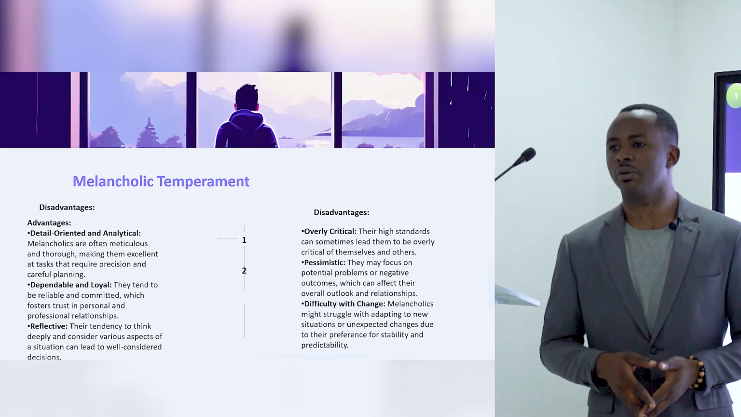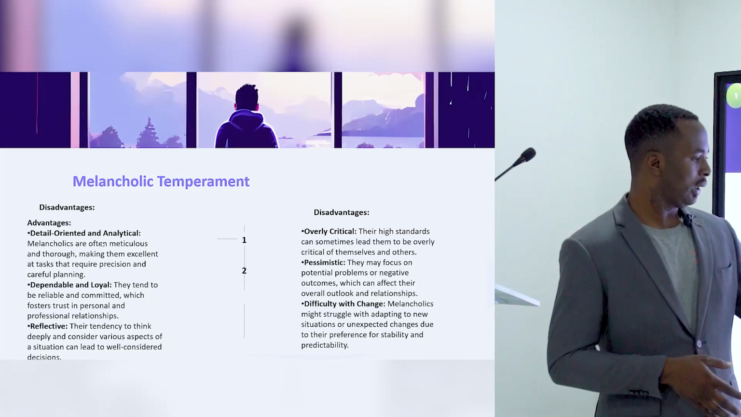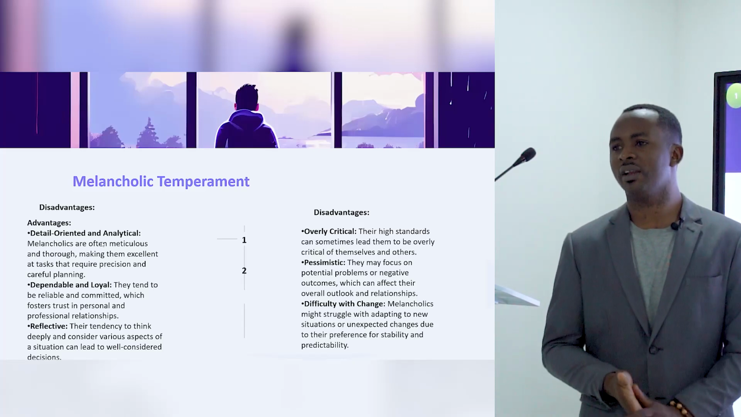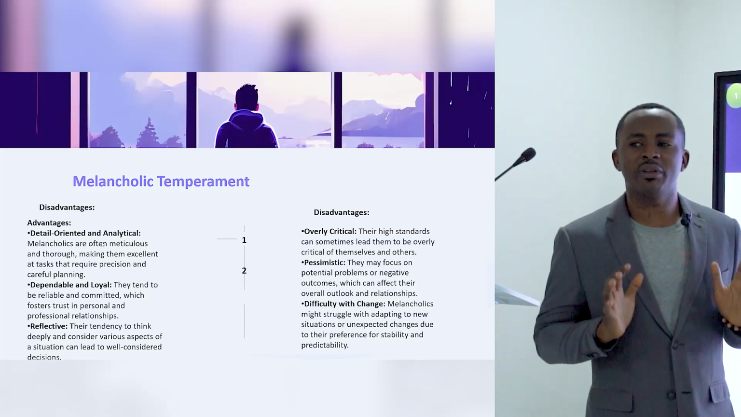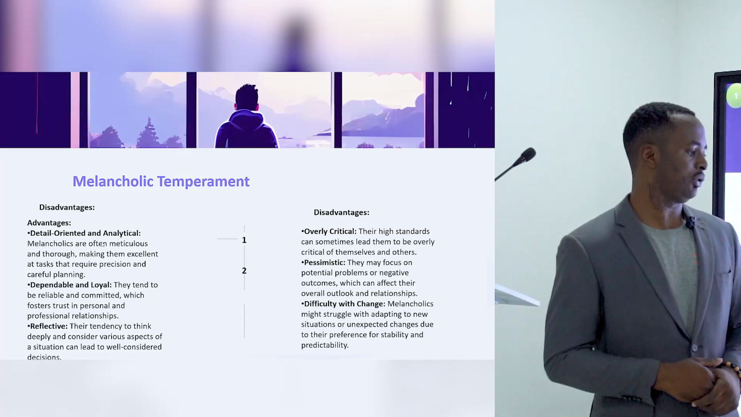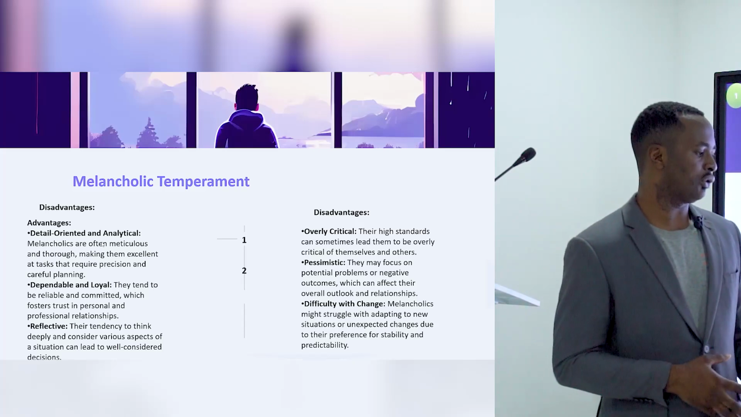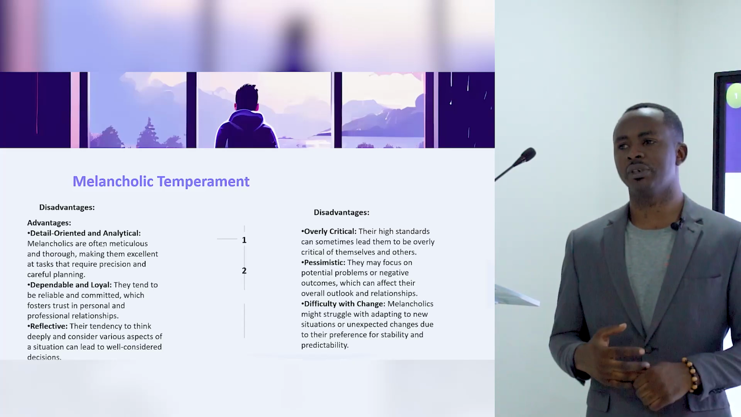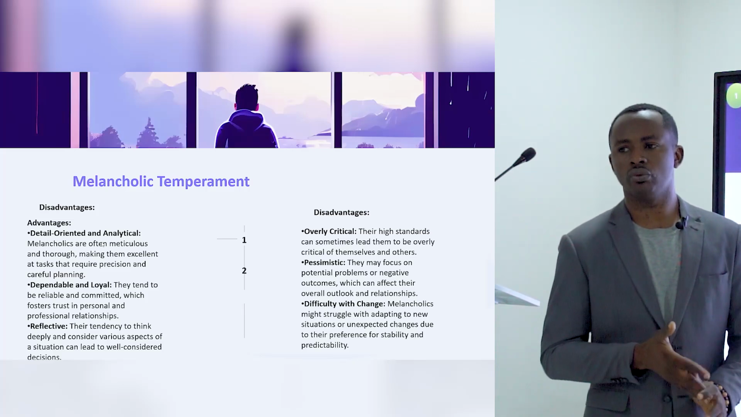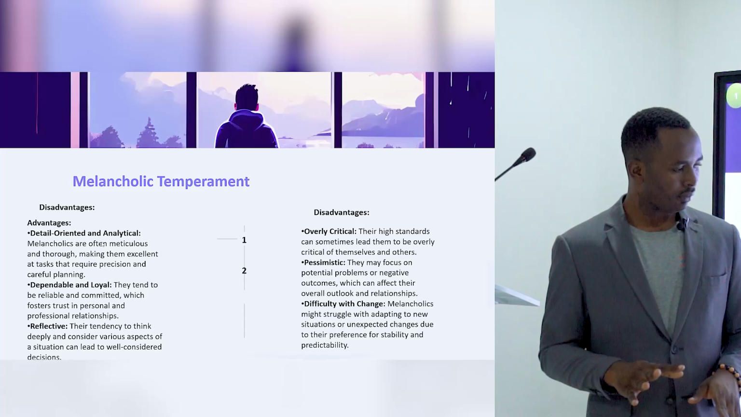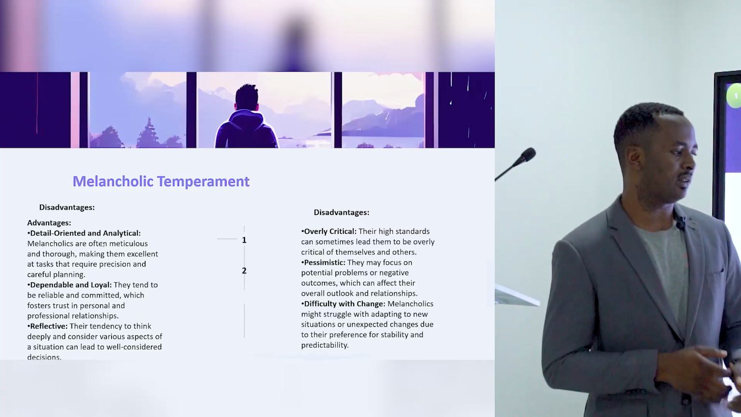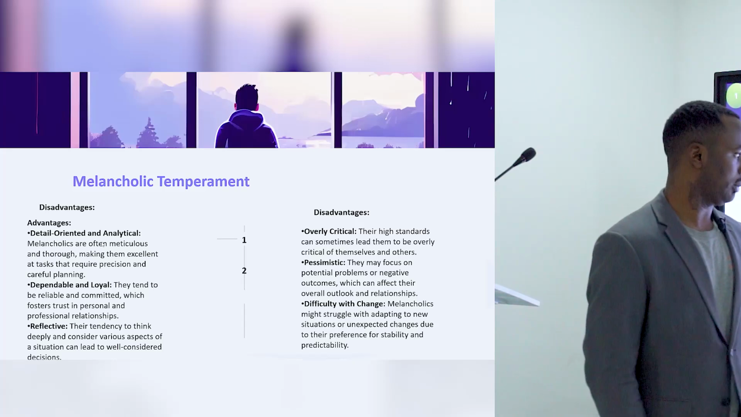Yeah, so that's what pessimistic simply means. Now, next one is difficulty with change. Melancholic people don't like change at all. They like the things they've been doing to remain permanent. So melancholic might struggle with adapting to new situations or unexpected changes due to their preference for stability and predictability. So they don't like anything that has to do with change. They like to be the way they are for a long period of time. So that's like the characteristic of a pessimist.